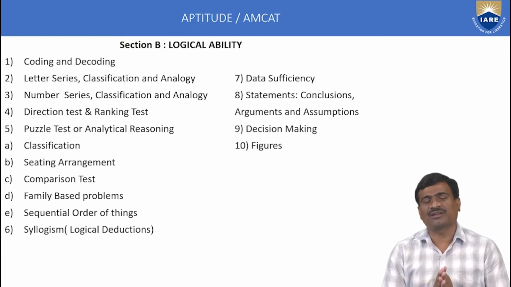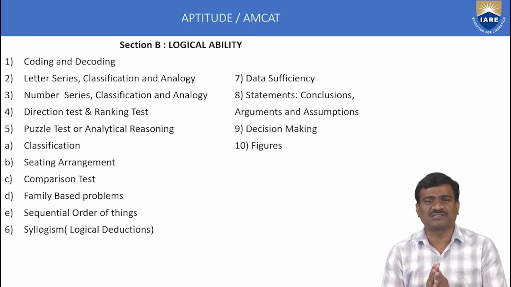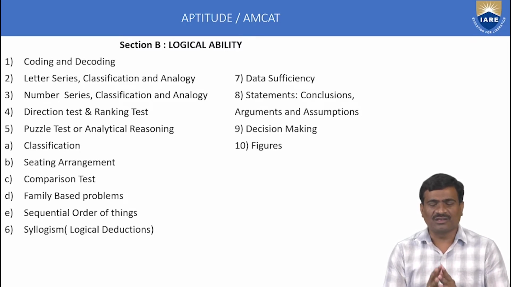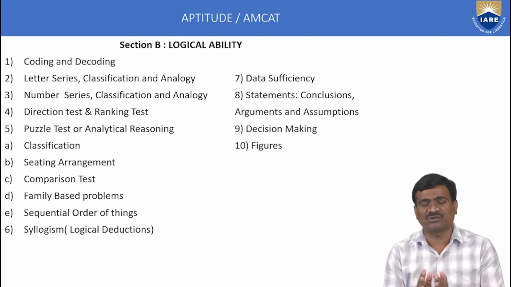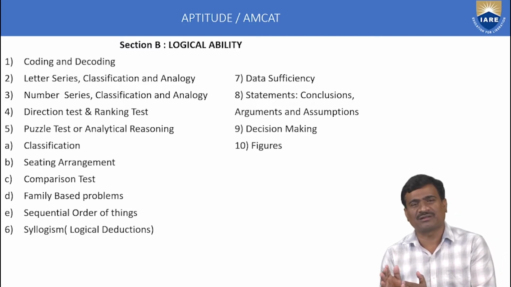Next target: section-wise cutoff marks are applicable. In each section, maintain 60 to 70 percent and above. Then only is the first round of the AMCAT test pattern completed.